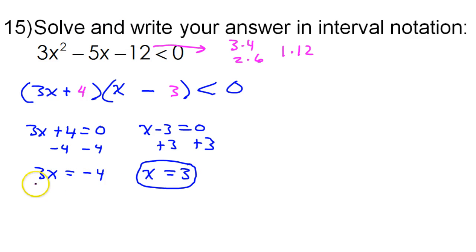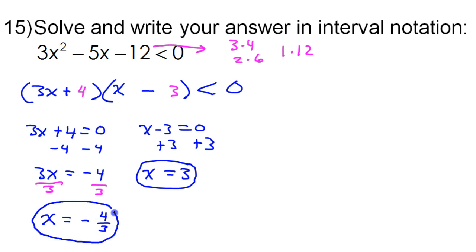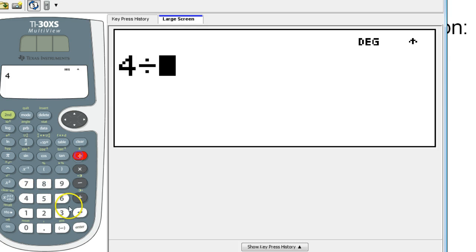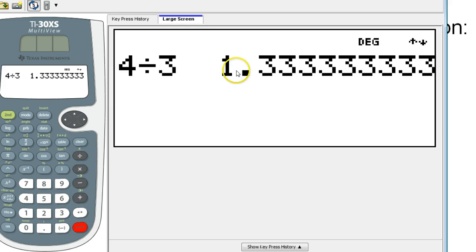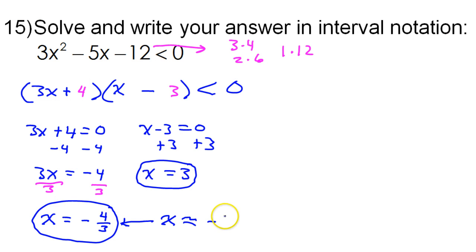Meanwhile, over here, dividing by 3 on both sides, I have x equals negative 4/3. Okay, so this is my other zero. And negative 4/3, just as a decimal, is approximately equal to negative... Even on a 4-function calculator, I could do 4 divided by 3, and that's negative 1.3 if I round it. So negative 1.3. That's going to be good to know.